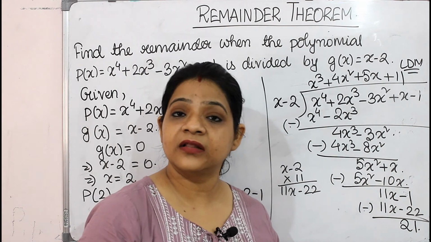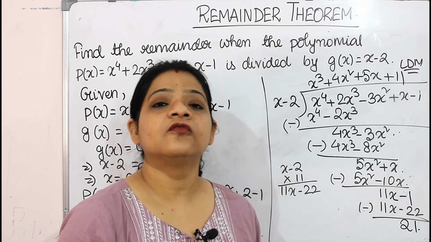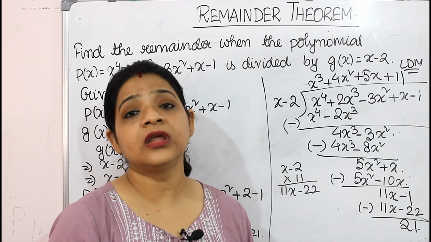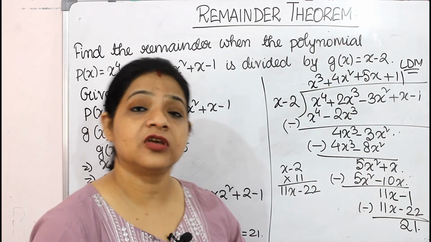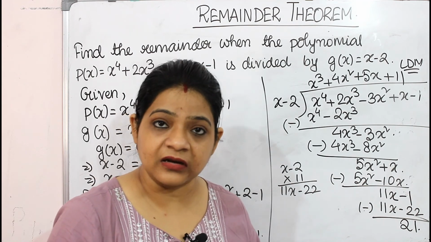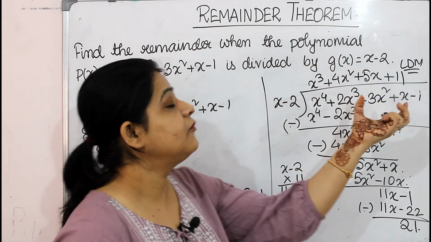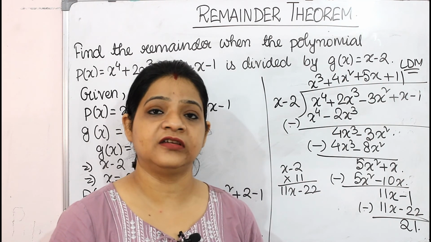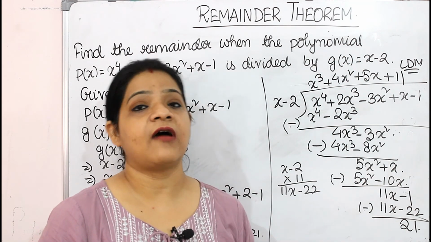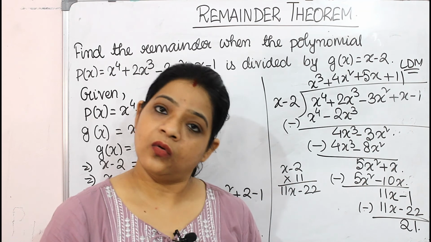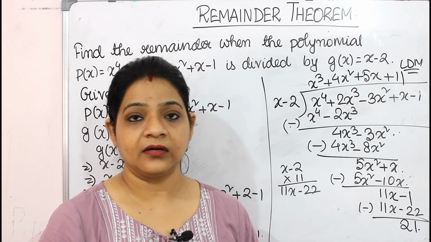With the long division method also you are getting 21, isn't it? So this is the beauty, or the necessity, of the remainder theorem. See, the long division method is so tedious, isn't it? But without actually performing it, if you have only p(x) and you know the value of g(x), without going through such a lengthy method, you can find the remainder using the remainder theorem. So this is the significance of the remainder theorem.